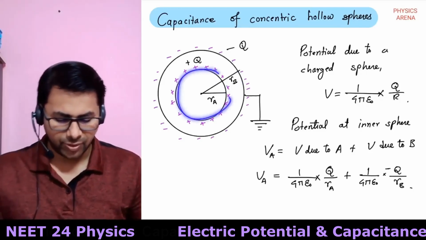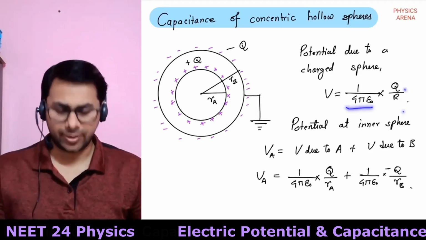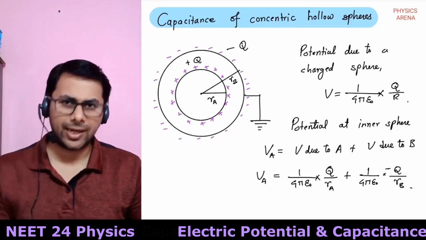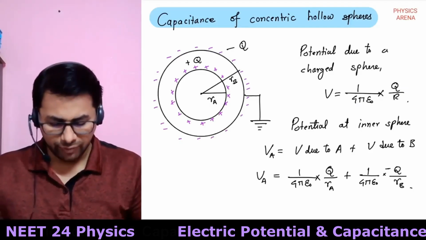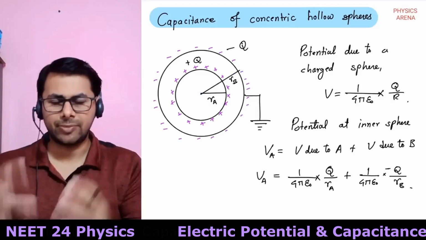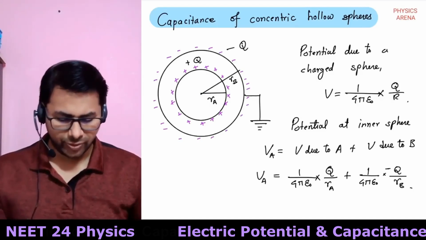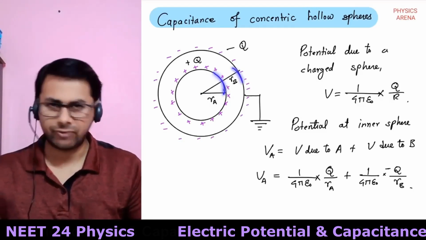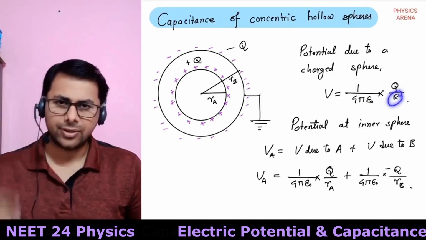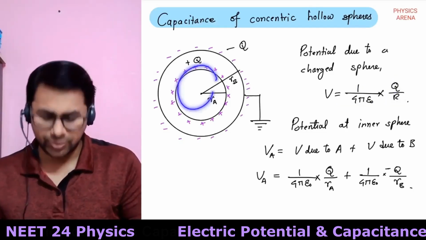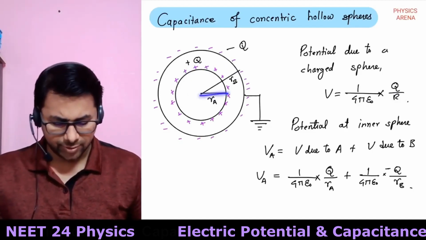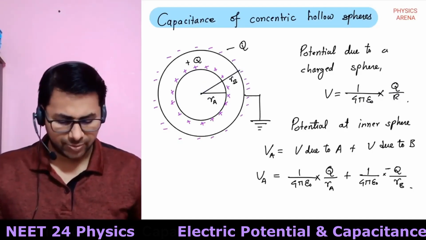The potential of this one is what? 1 upon 4 pi epsilon naught Q upon R. The potential of this one will be 1 upon 4 pi epsilon naught Q by R, but that R will be different, right? We want to find the capacitance of the concentric spherical capacitor. So the potentials will be 1 upon 4 pi epsilon naught multiplied by Q upon the respective radii. Q on this one will be positive, Q on this one will be negative, right? The radius of this one is RA, the radius of the other one is RB.